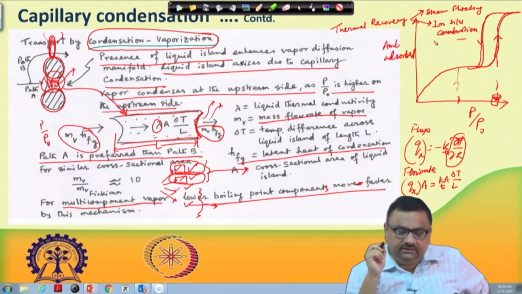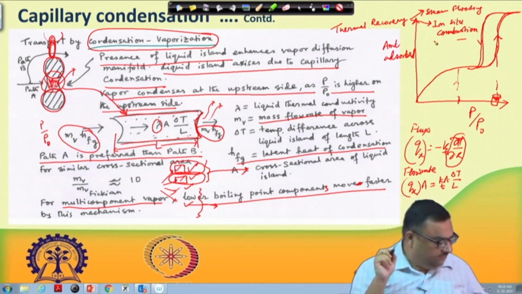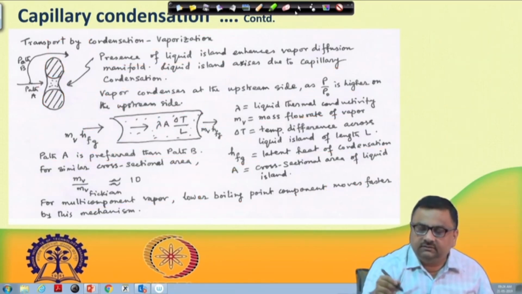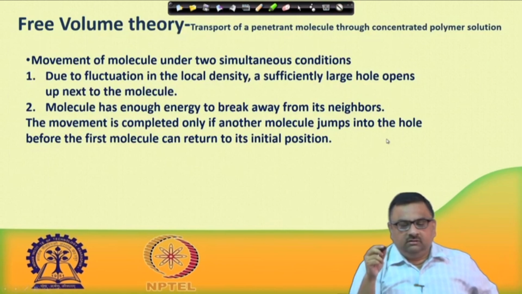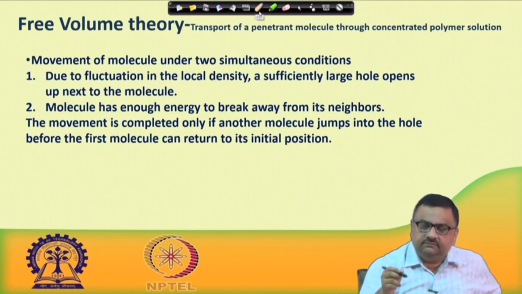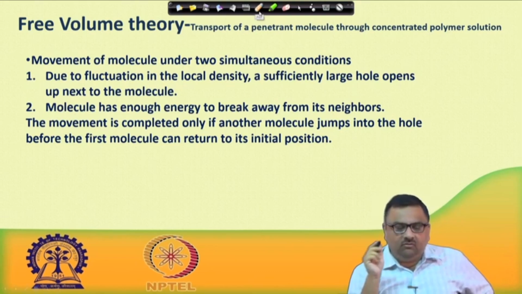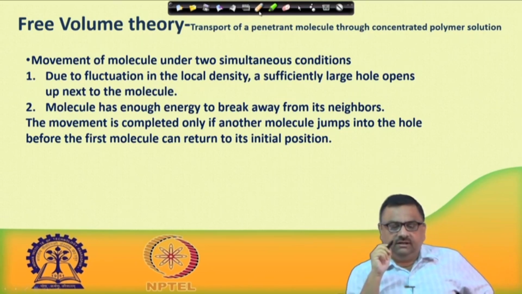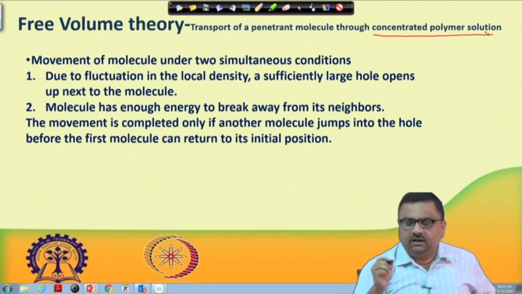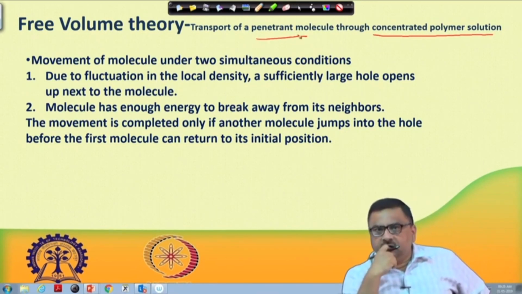Other than these, I must point out there are a couple of other mechanisms. I must make note of this theory here. This is the free volume theory, which is the transport of penetrant molecules through a concentrated polymer solution.